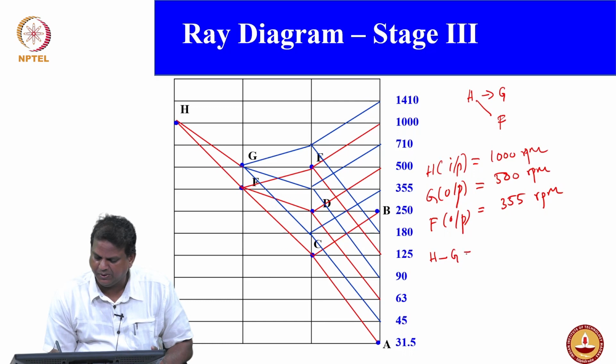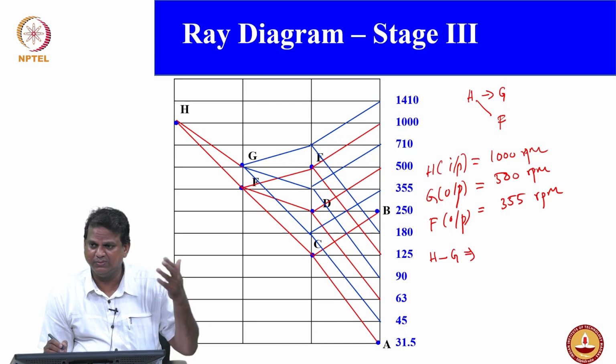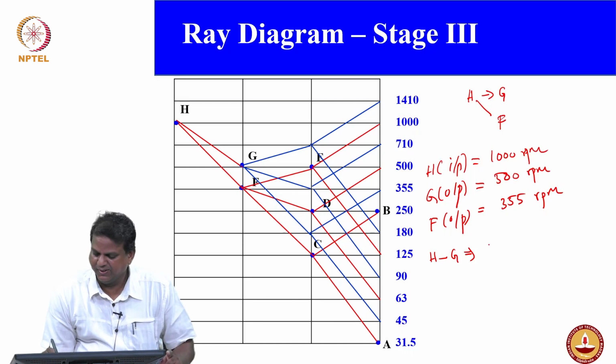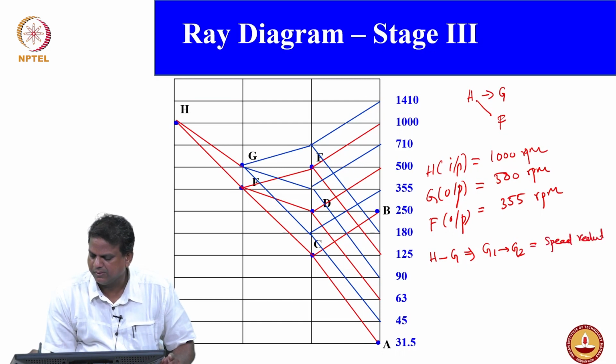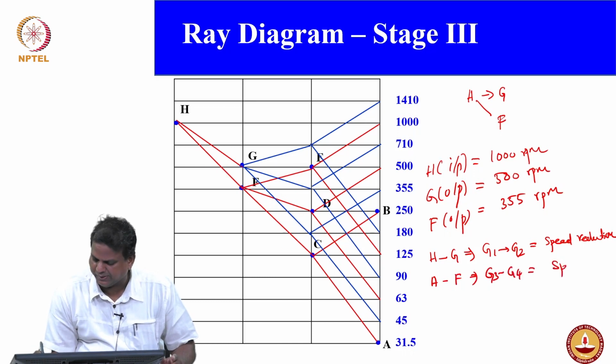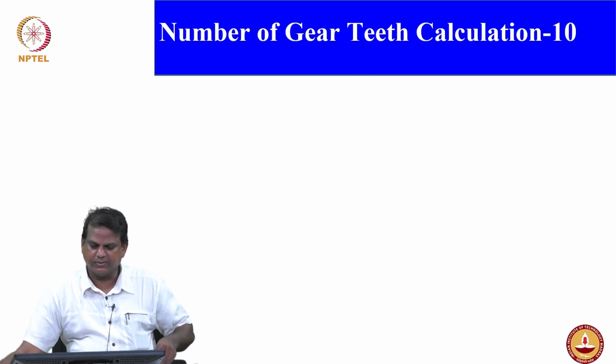So in fact H to G, can you give me corresponding to gear aspect, gear meshing? Gear 1 to 2, right? Gear 1 to 2 is speed reduction. Okay. Then H to F, gear 3 meshing with gear 4, is again speed reduction. It's a speed reduction. Yeah. So now we will do the calculation.